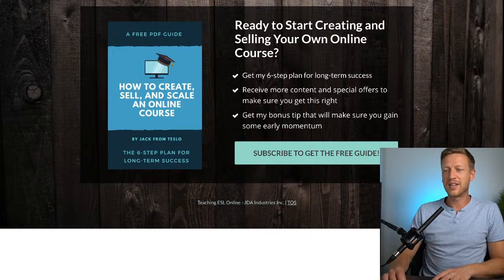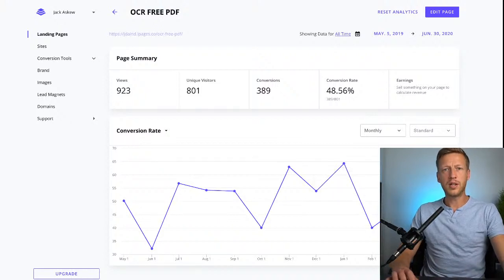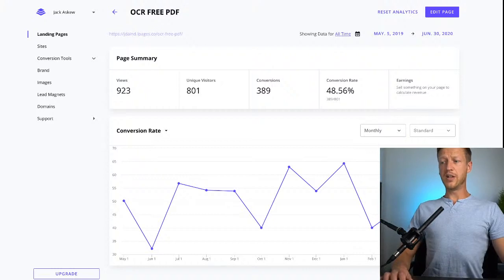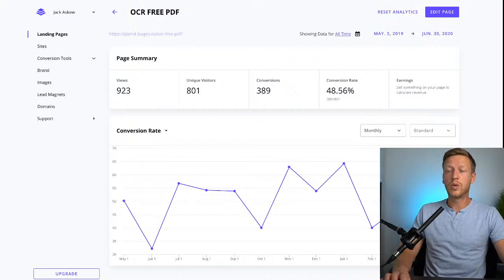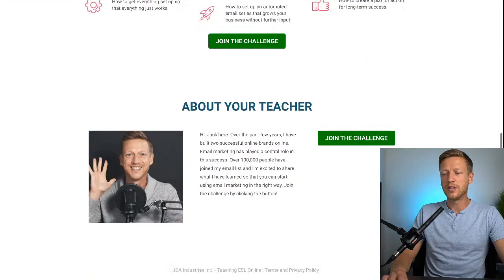Now I'm going to show you the stats for this one. The numbers aren't as high, but it's a very similar pattern. 48.56 conversion rate. So 800 unique visitors, 389 conversions. This isn't something I push a lot. It's there on certain videos, but you can see it's doing quite well. The conversion rate is close to 50%. Now, here is the one that is in the description.